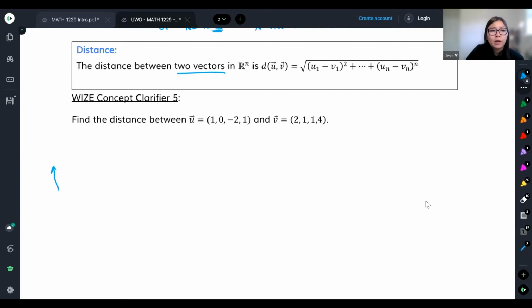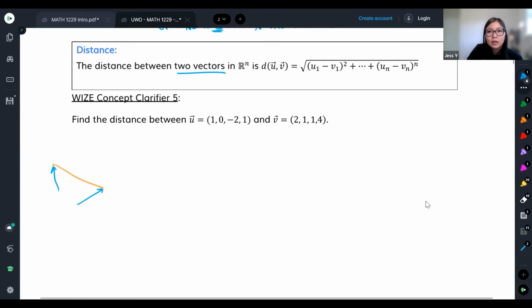So for example, if I have 2 vectors like this, what they're asking for is the distance between the 2 tips of these vectors, okay? That's the graphical meaning, but don't worry too much about it. They won't make you graph anything. But that's what they're talking about when they're asking for distance between the 2 vectors.